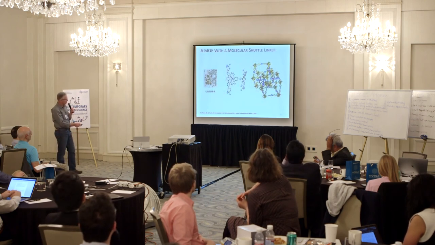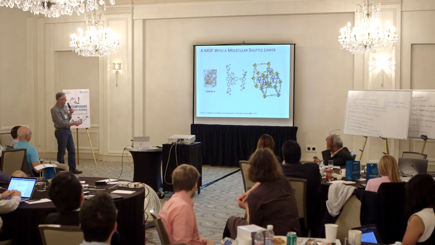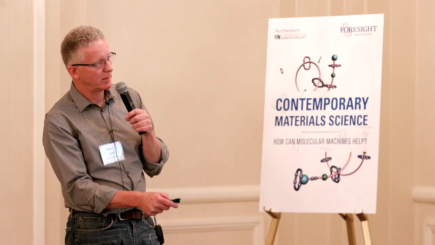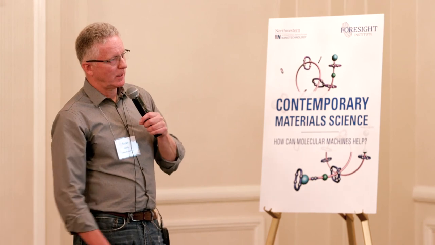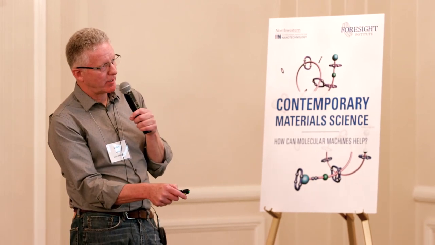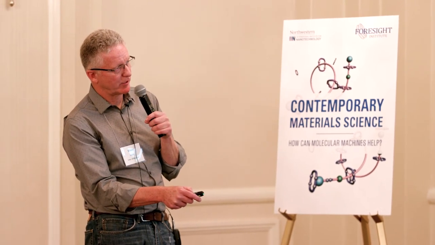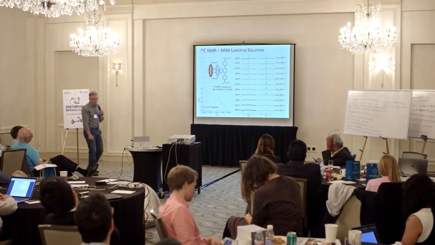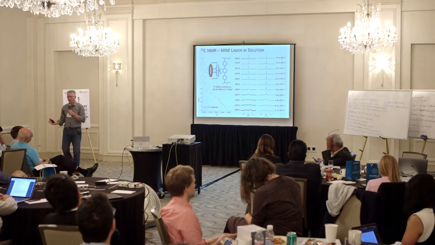We made a material in which we have, just like the cartoon I showed you, the struts between the clusters, and then we build the crossbar in between. And so this ring is going to move from one position to the other. And that's about a nanometer that it's got to actually move. So we call it a large amplitude motion. It's got to do that in the solid state. So first of all, what we do is we go to solution and we say, well, what do we expect to see?